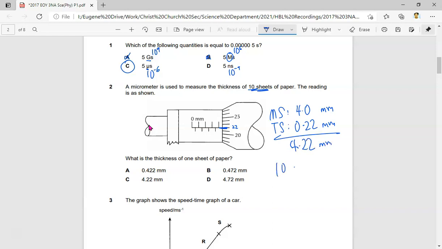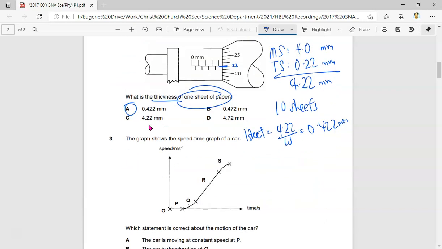That's for 10 sheets. Now what they want is the thickness of one sheet of paper. So therefore I must take 4.22, so one sheet is equal to 4.22 divided by 10. So 0.422 mm. So the answer is A. Next one.